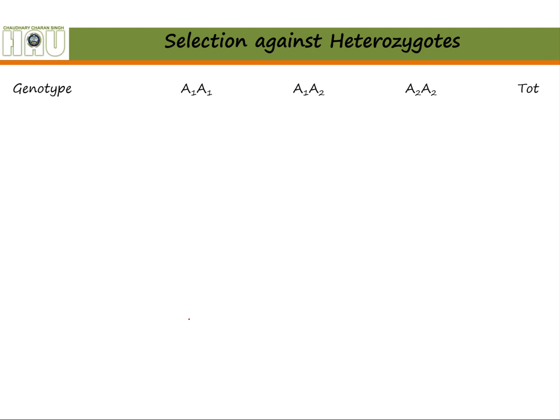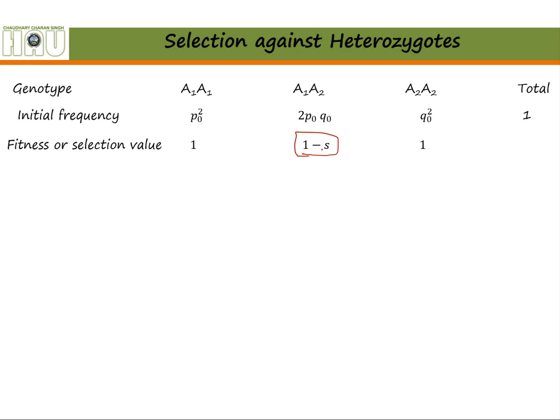So, suppose we have three genotypes as usual, having say A1A1, A1A2, A2A2, and with their respective frequencies say P0 square, 2P0Q0 and Q0 square, and then fitness values or selection values are 1, 1 minus S, because we are making selection against heterozygote, so it is 1 minus S, and 1.